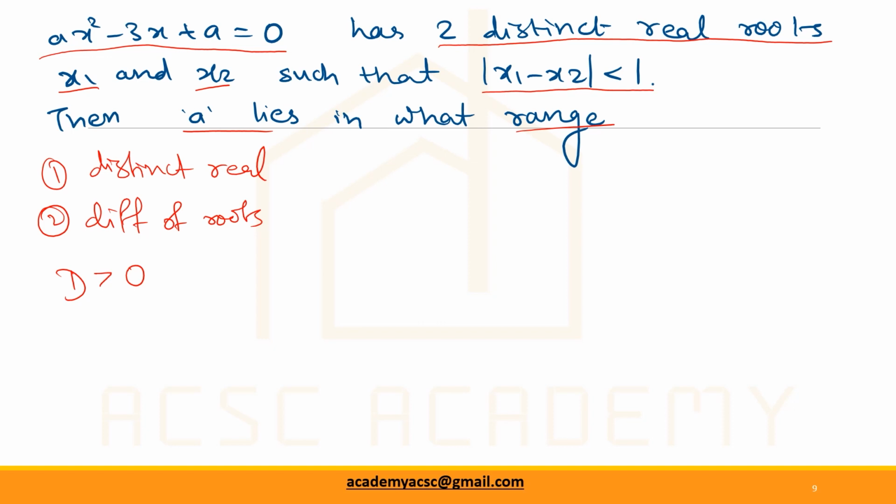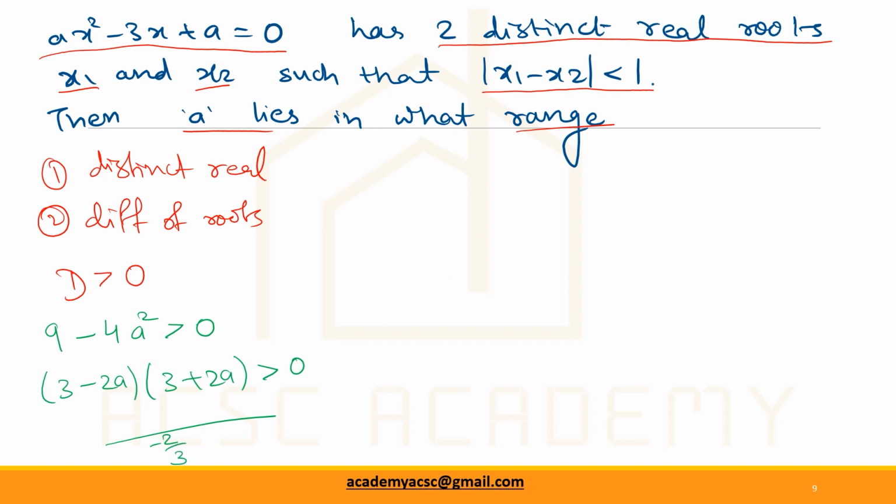So from this, what we get is D greater than 0, which means b squared minus 4ac, that is 9 minus 4a squared, greater than 0. So from here we can simplify it as (3 minus 2a)(3 plus 2a) is greater than 0. We can draw a number line. Here this will have 2 solutions, minus 3 by 2 and plus 3 by 2.